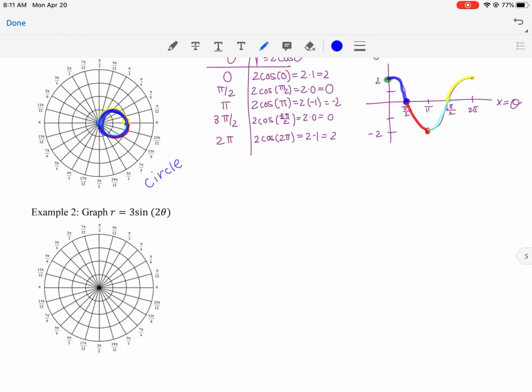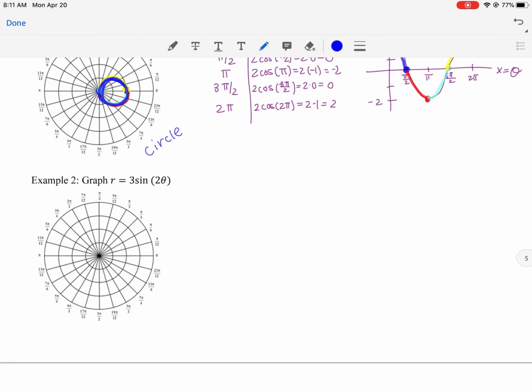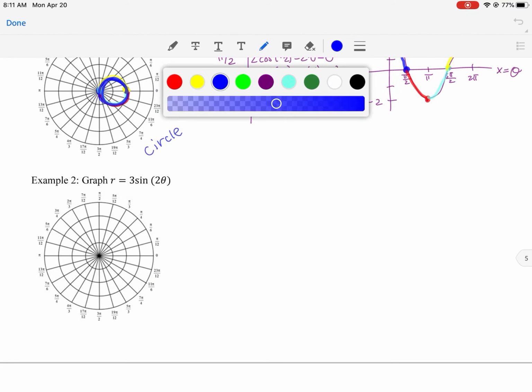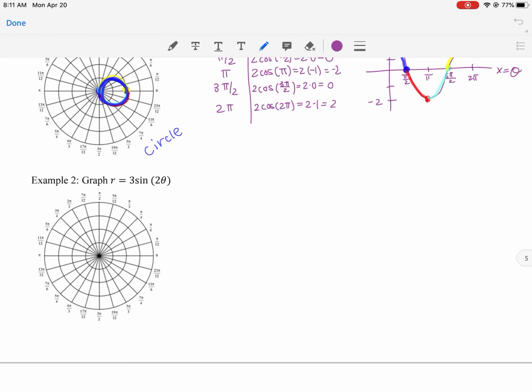On this next one, we are looking at 3 sine of 2 theta. Let's do the same thing where we start with a table of values. We're going to have theta, and then r equals 3 sine of 2 theta. You know how I said you always count by pi halves? In this case, since we've got a 2 theta, I would set 2 theta equal to pi halves and solve for theta. This time you get theta equals pi fourths. I would end up counting by pi fourths to make the graph a little more accurate.